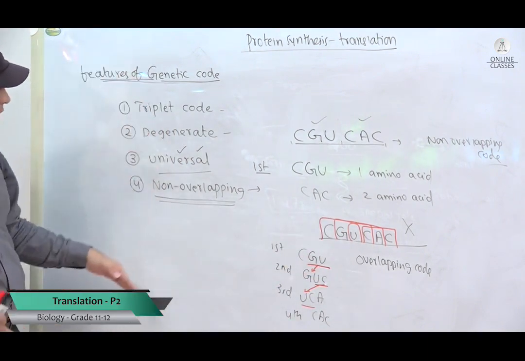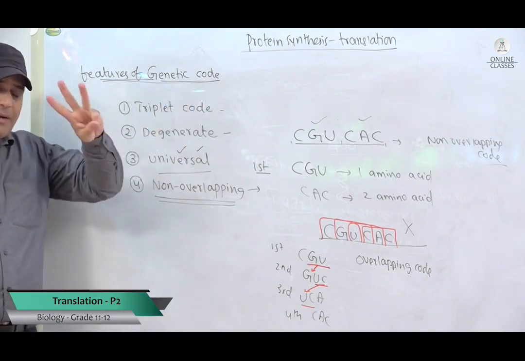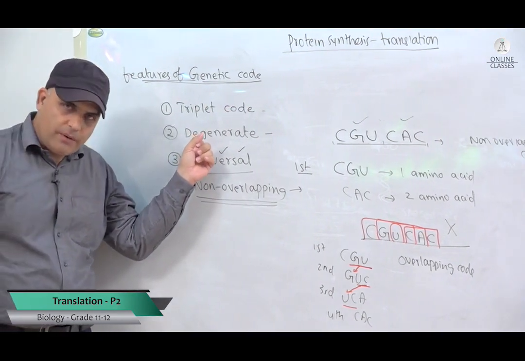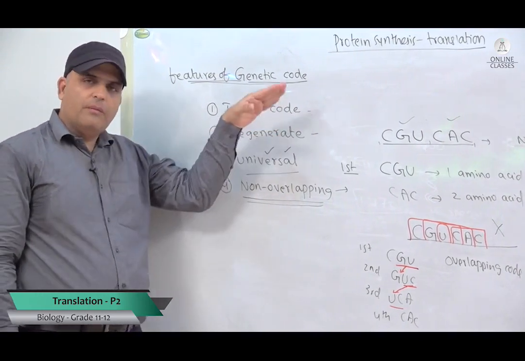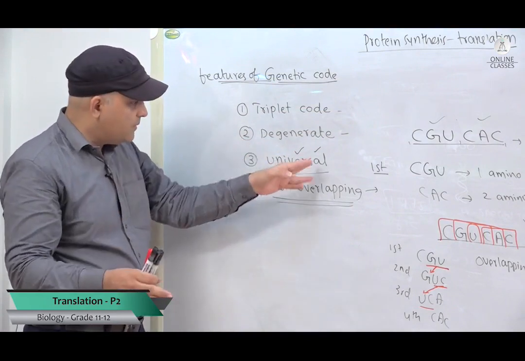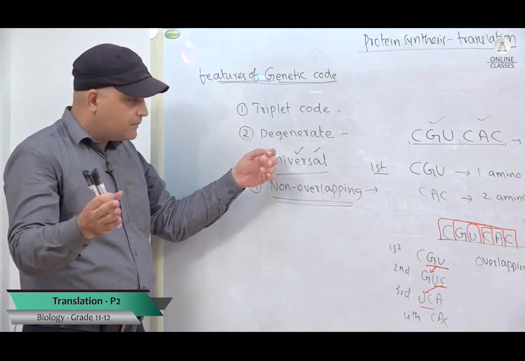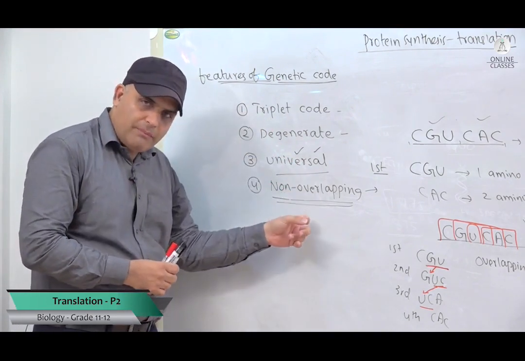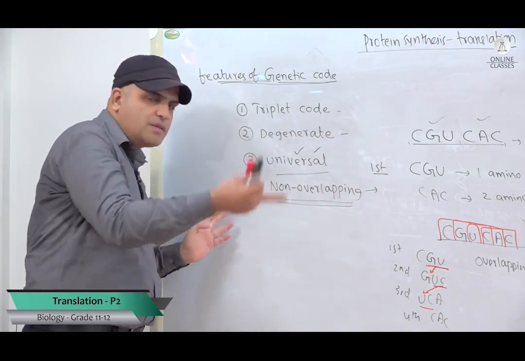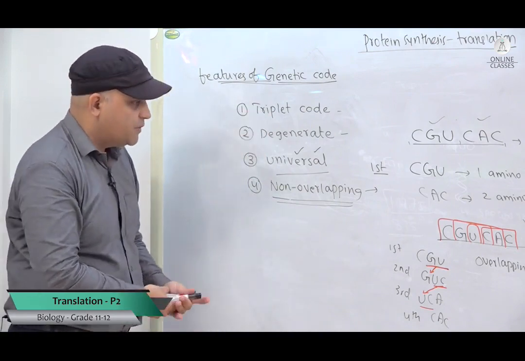Let me just recap this one. What are the characteristics of our genetic code? Our genetic code is a triplet code. 3 nitrogen bases code for 1 amino acid. The next thing, our code is degenerate. There is more than 1 codon for a particular amino acid. Next thing we learned, the code is universal. Universal means all the organisms on this planet follow the same code. Last one, our code is non-overlapping. That means nitrogen bases of one codon are not used in the next codon. They don't become a part of the next codon. So these are the characteristic features of our genetic code.